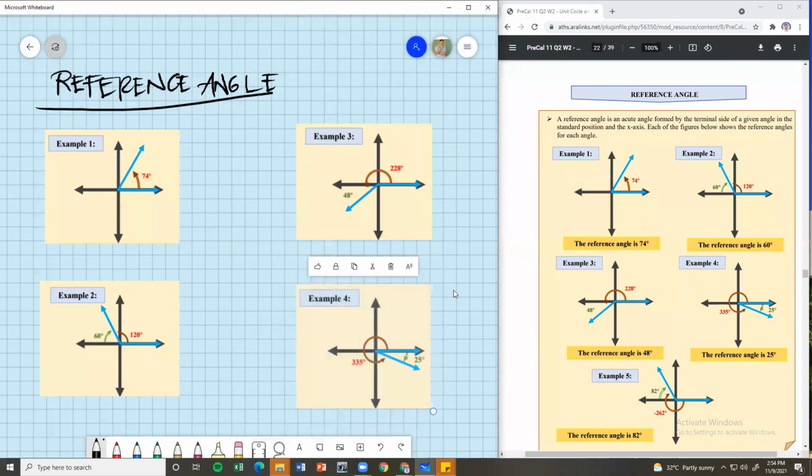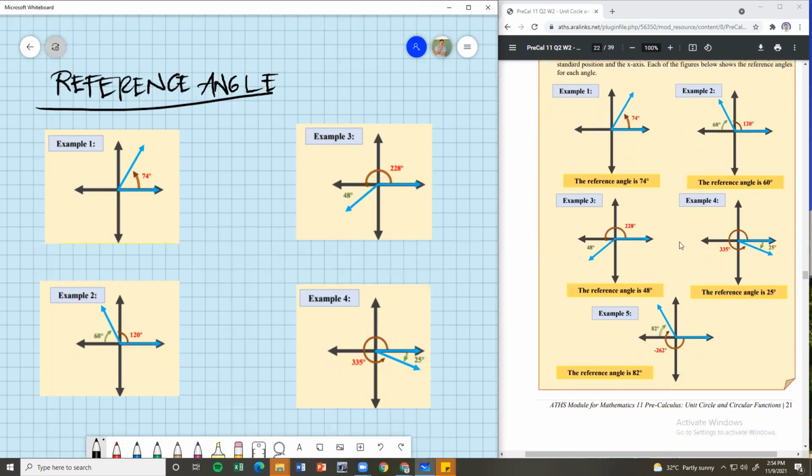Okay, let's have these 4 examples. Ready? Reference angle is always an acute angle. Remember that. Unlike the coterminal angle, it can exceed, go greater than 360 degrees. The reference angle is always an acute angle. This is always an acute angle.